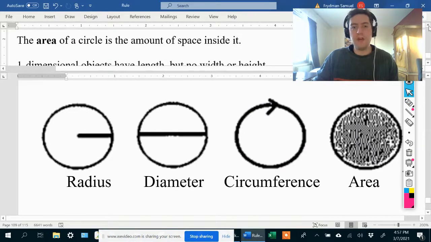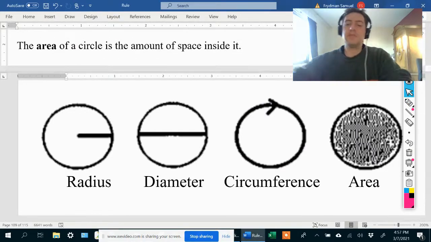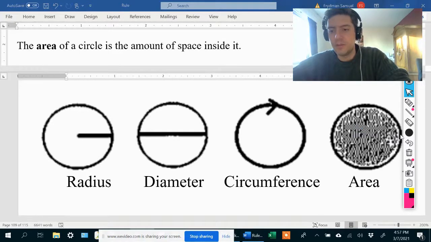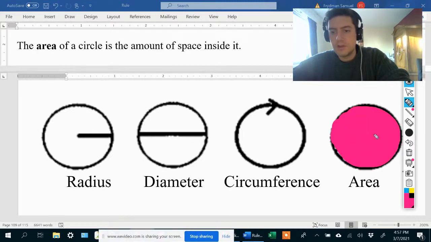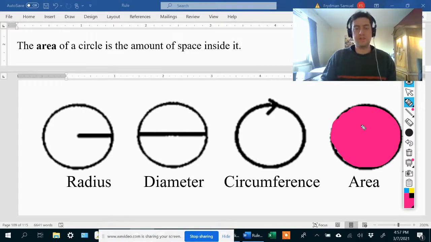And then finally, the area of a circle is the amount of space inside it. Let me make this a little bit bigger here. So if we're talking about the space inside the circle, right, then that's the area of the circle, right? Specifically, we're talking about how many square units could fit inside of the circle. Just like if we're measuring the area of a rectangle, then we want to know how many square units can fit inside the rectangle, and we would do that by doing the length times the width. And in another video, we'll talk about how to find the area of a circle.